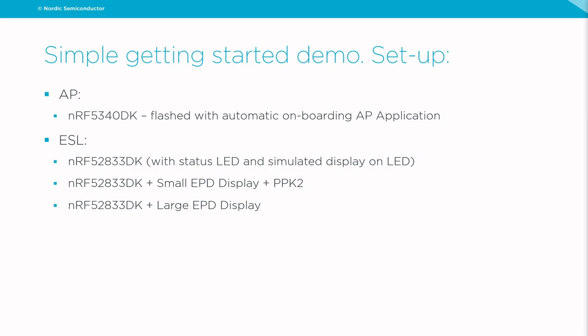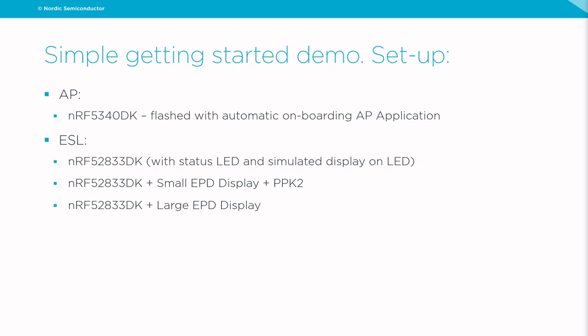As mentioned before, as part of the tutorial, there is a getting started demo. For this demo, you need one access point. In this case, it's an nRF5340 development kit. This is flashed with an application provided by Nordic, and it's included in the getting started kit. In this case, we use an automatic onboarding procedure for the access point. We will see what it means in a few seconds. Then you need some dev kits for the tags running the PAwR and the Bluetooth ESL application by Nordic.